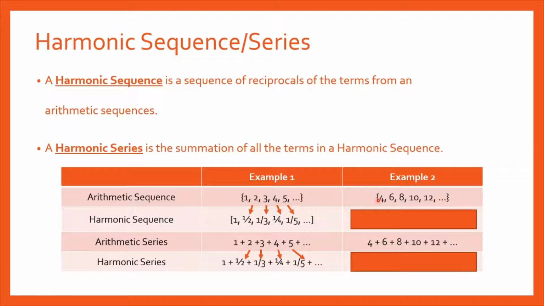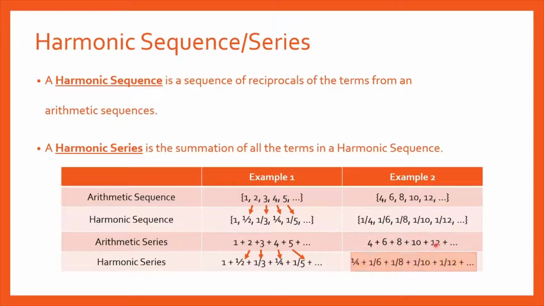On the left here we see we have all the even numbers greater than 3. So we have 4, 6, 8, 10, 12, and so on. The summation of those again is just 4 plus 6 plus 8, and so on. And then the harmonic sequence for that would be 1/4, 1 over our first term, which is 4, and then 1/6, 1 over our second term, 6, 1/8, 1 over the third term, which is 8, and so on and so forth. And then the series is just adding all those terms together.